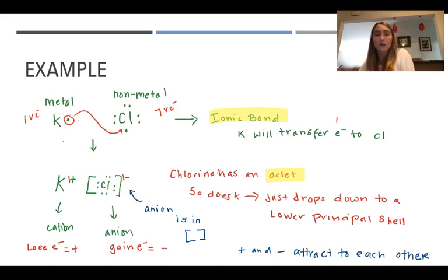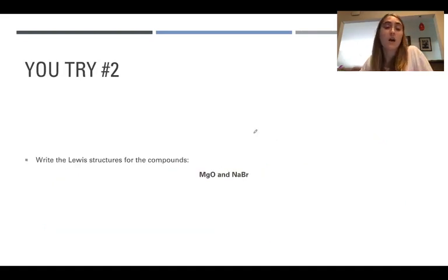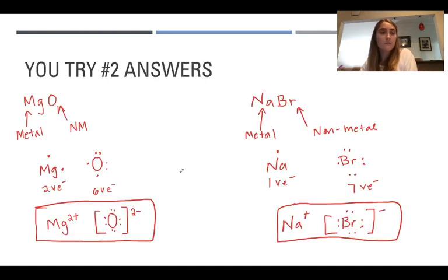Okay. So we're coming up on our next U-try here. I want you to write the Lewis structure for the compounds MgO and NaBr. Both of these are ionic compounds, so they're going to form ionic bonds. So you are going to be doing exactly what we did on the last slide. So this is where you'll pause. You'll do U-try number 2 on your piece of paper. And as we move to the next slide, it'll have the answers.